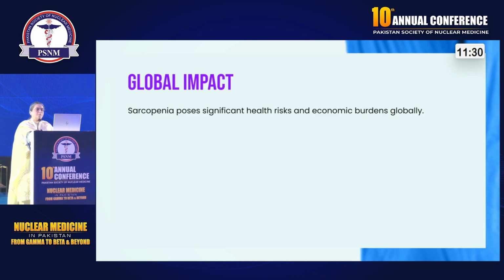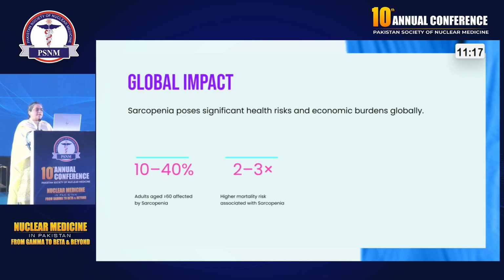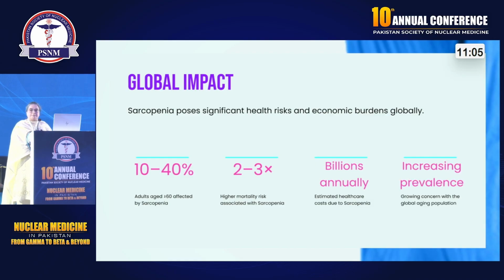The global impact of sarcopenia is immense. About 20 to 40% of adults aged greater than 60 are affected by sarcopenia throughout the world. It increases the risk of mortality about 2 to 3 times, and billions are being spent to treat sarcopenia annually, with increasing prevalence throughout the world.